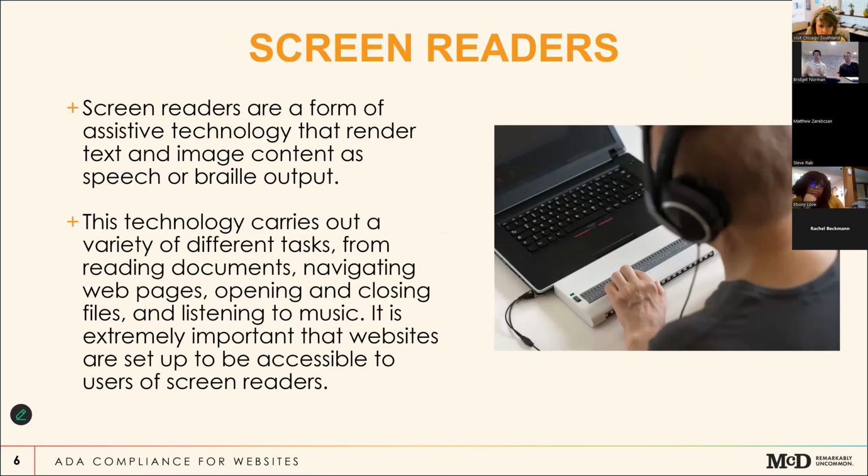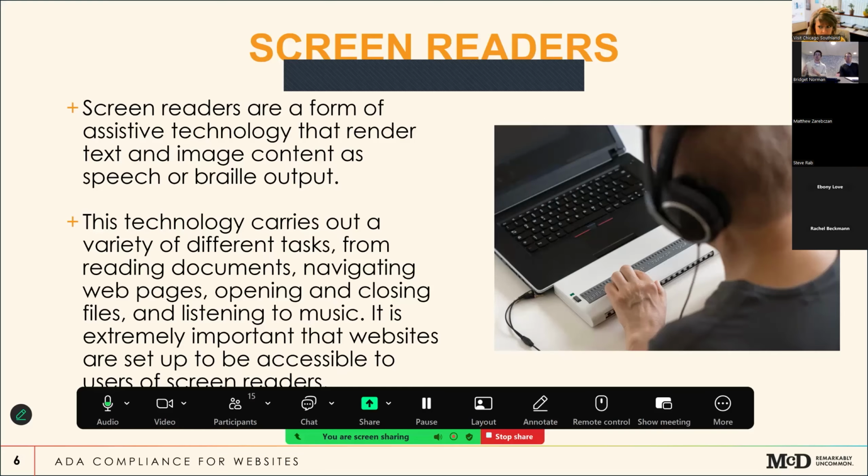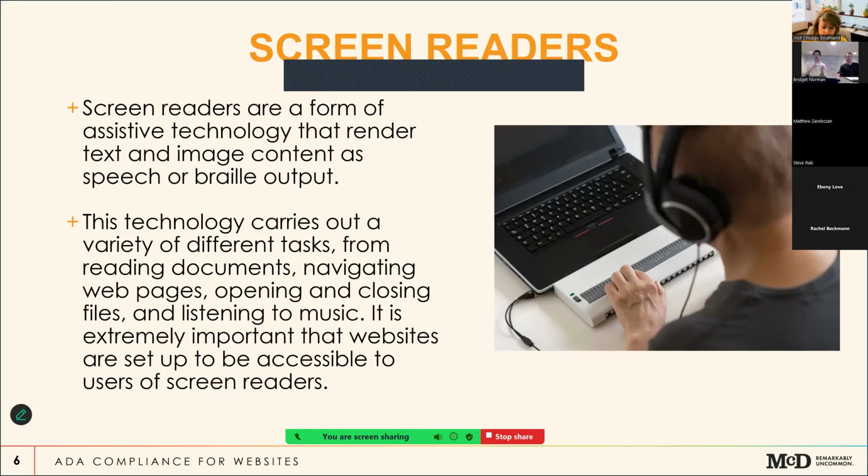A big term for talking about ADA web accessibility are screen readers. So screen readers are the assistive technology, the device that render text and image content as speech or braille output. So people who are visually impaired, they use a screen reader in order to access the content on your site. It carries out a variety of tasks. So it helps them read documents, helps them navigate. They can open and close files, listening to music. It's extremely important that websites are set up to be accessible for use of screen readers. So a big part of what we talk about when we talk about accessibility is, can somebody use a screen reader on your website?